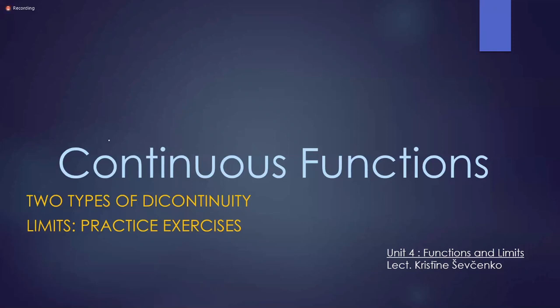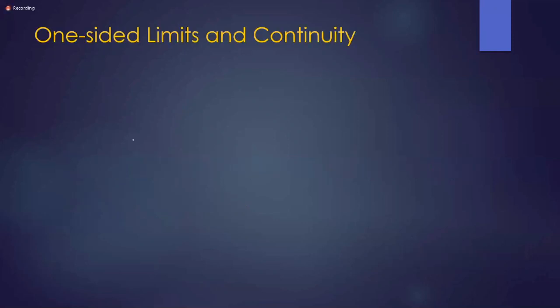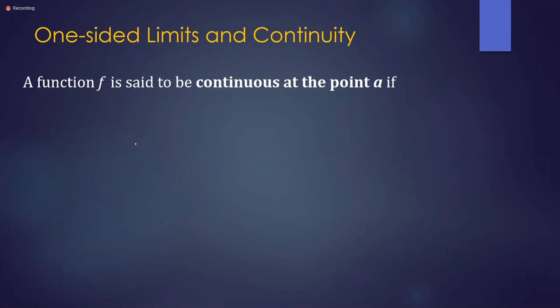This is where the one-sided limits come in. So what does it mean? A function is continuous. It means that, from the limit's viewpoint, the function is defined at x equals a.